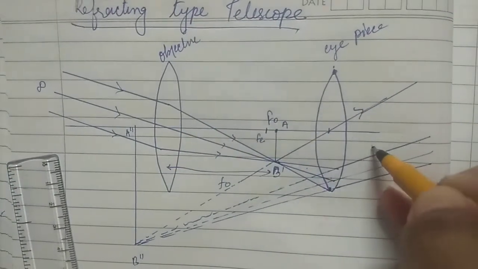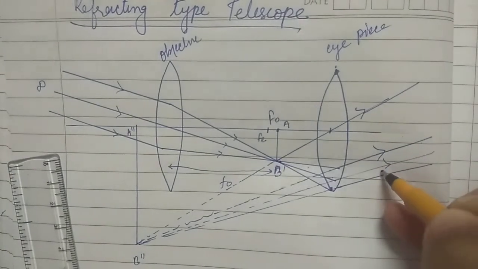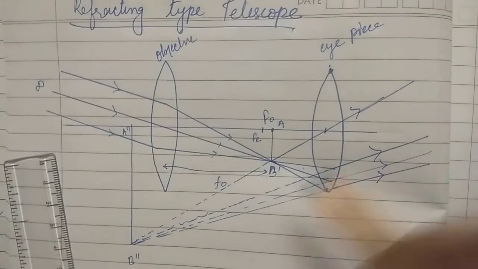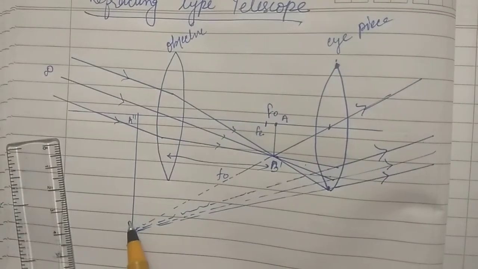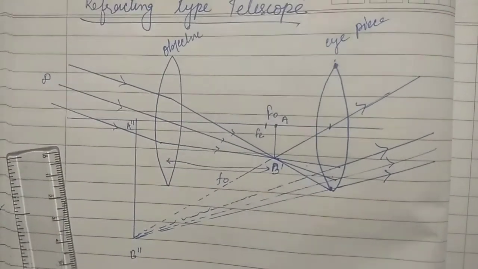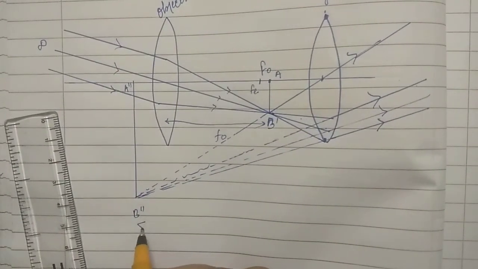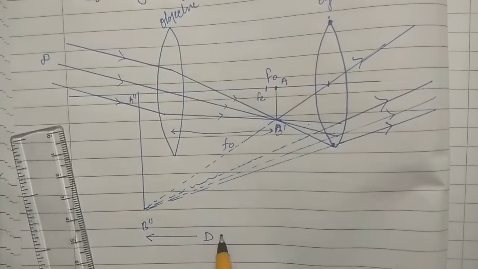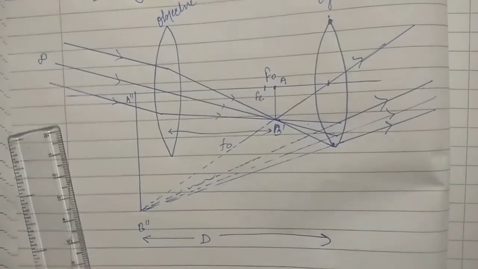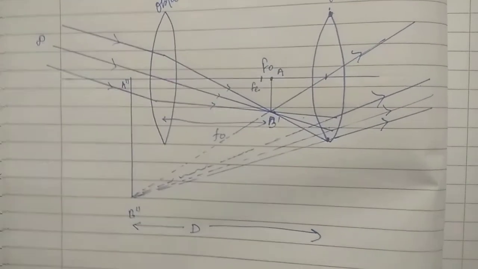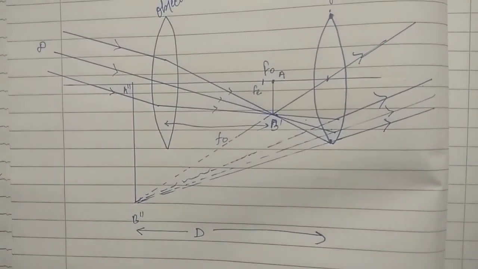So the final rays are going like this. This is the total ray diagram when the final image is formed at the least distance of distinct vision. So here you are making the arrangements in such a way that the final image is formed at the least distance of distinct vision. Now we'll find out the magnifying power of this telescope. So let's find out the magnifying power.